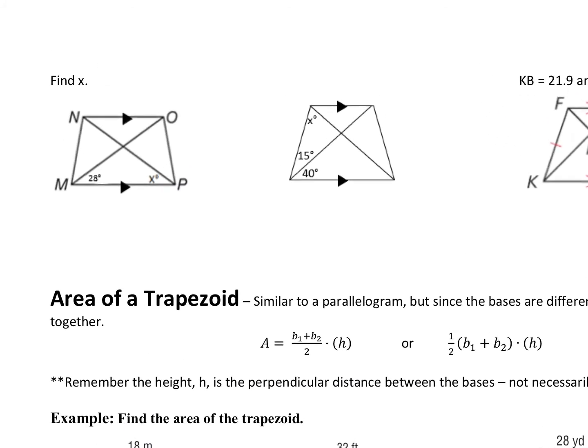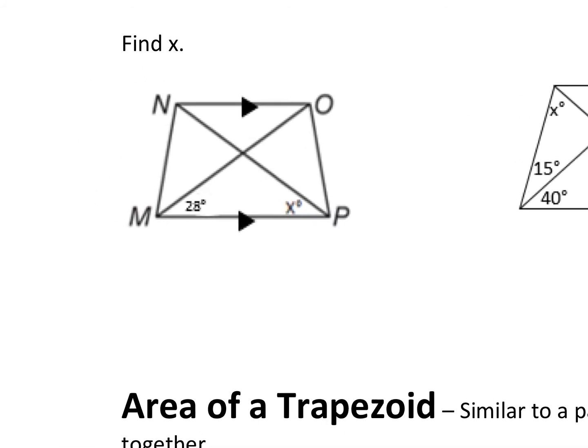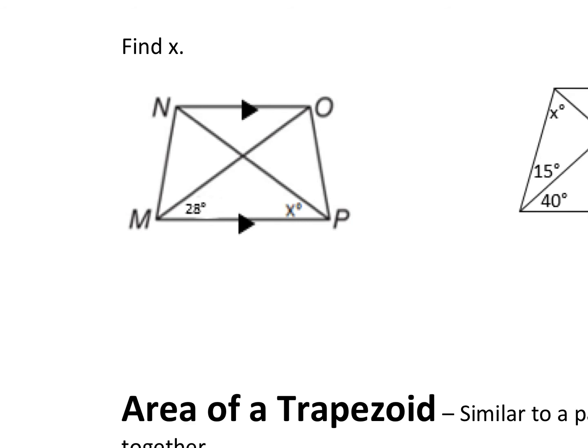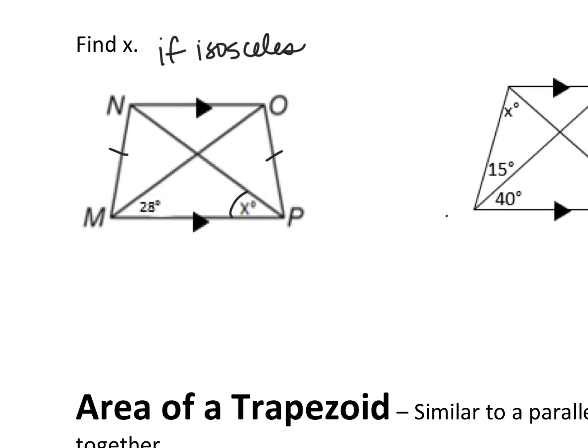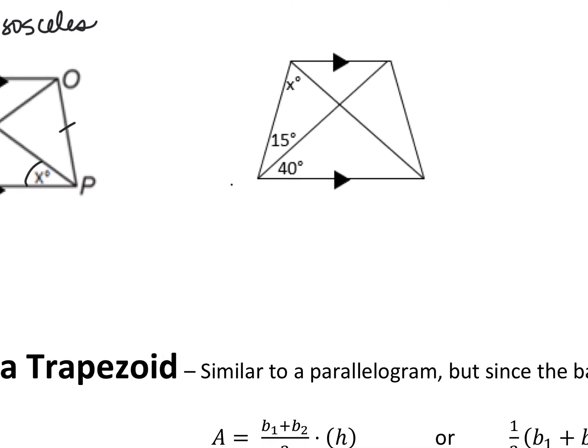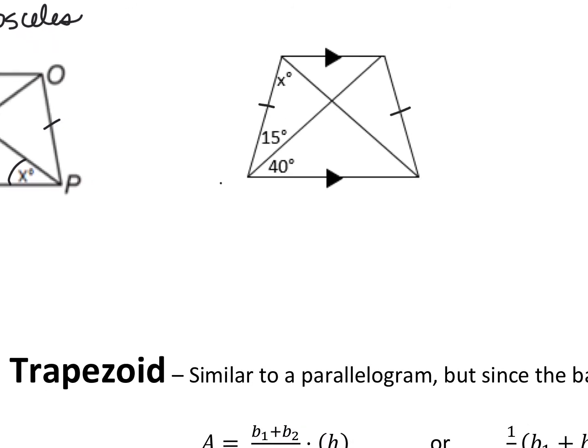Here's a couple more examples before we do the area. I know that this is the trapezoid, and we're going to find the measure of angle x. So it is also a 28-degree angle, if this is isosceles. We're going to assume that this next one is also isosceles, and we'll be able to solve.